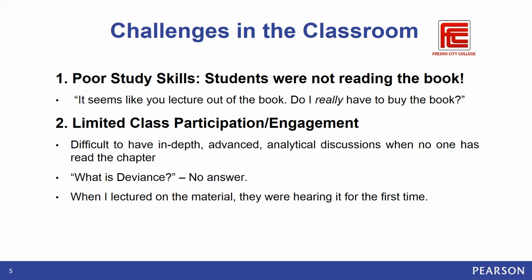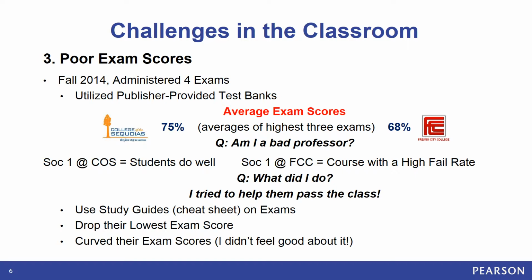I could tell that when I was lecturing on the material, they were hearing it for the first time. They thought, I'm supposed to talk about it first, and then they're supposed to read, if they read at all. And this really impacted their exam scores. In the fall of 2014, I administered 4 exams, using publisher-provided test banks. At COS, the average exam score was 75%, which is average. At Fresno City College, however, it was 68%. That meant my average student was failing my class.